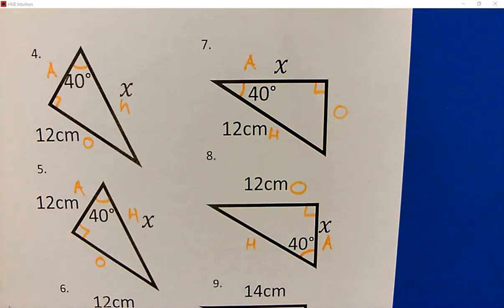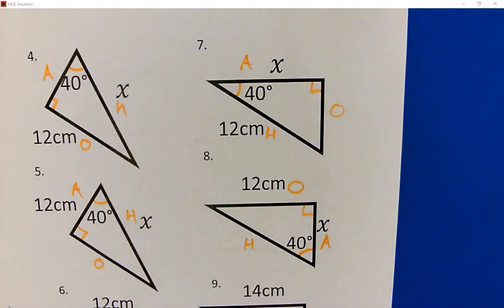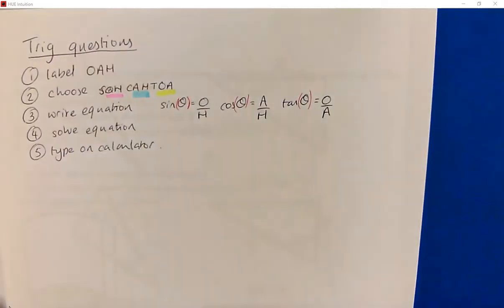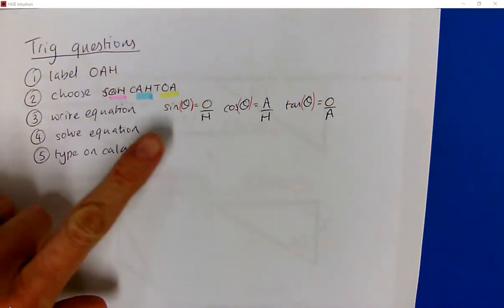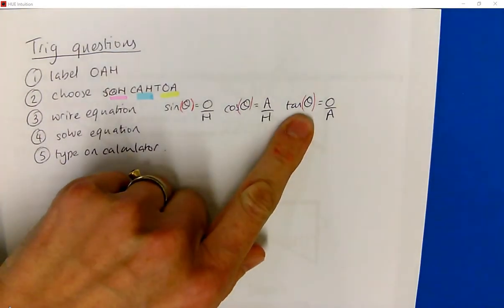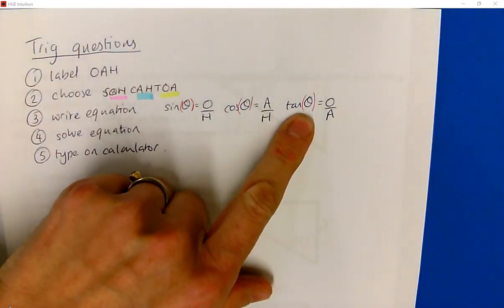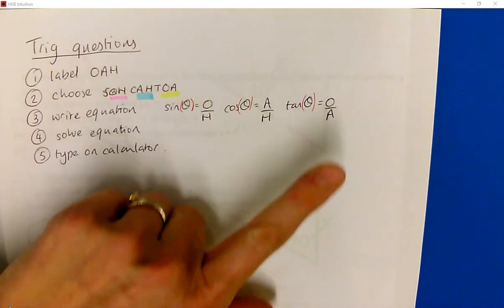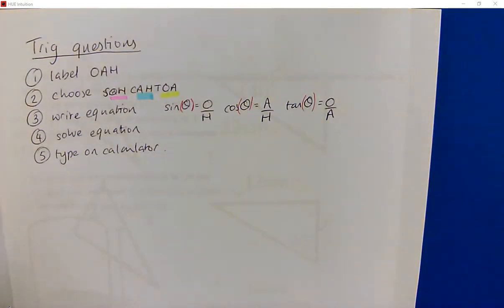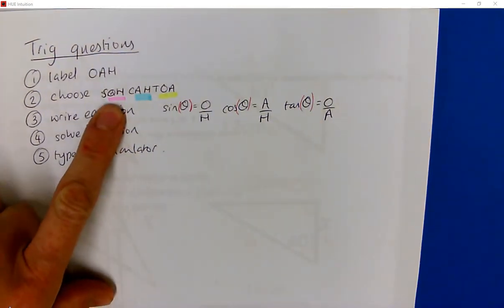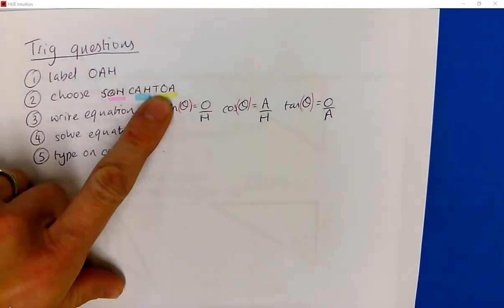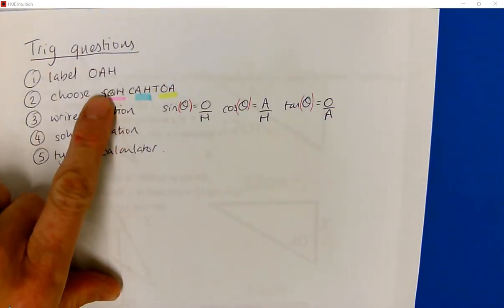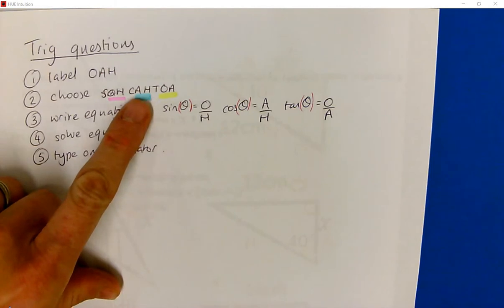Okay, right, once we've labelled it, our next step is we need to choose whether we're going to be using the sine, cos or tan ratio to solve our problem. So it depends on what sides we've got labelled. So we remember SOH CAH TOA. If O and H are labelled, we're going to use sine. If adjacent and hypotenuse are labelled, we're going to use cos, and so on.